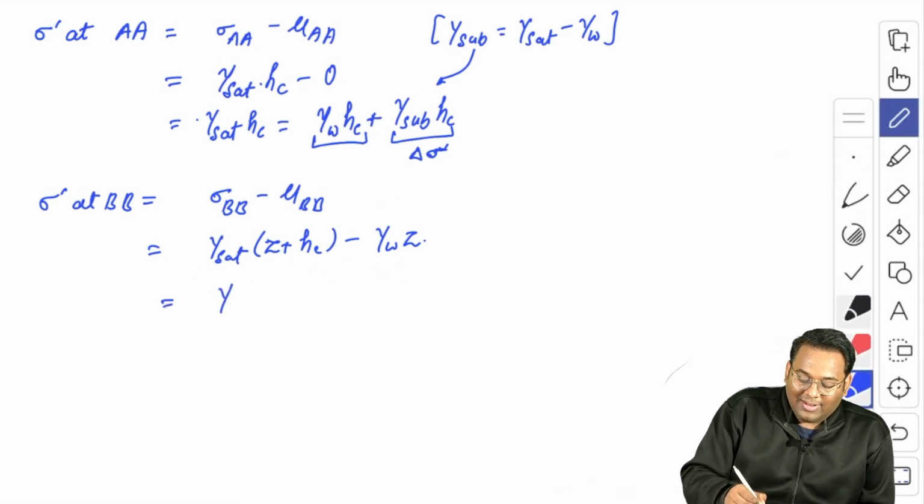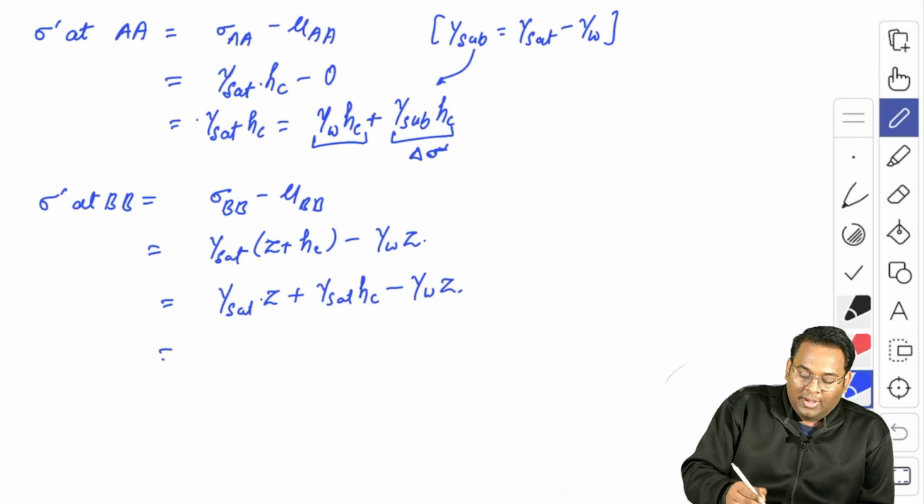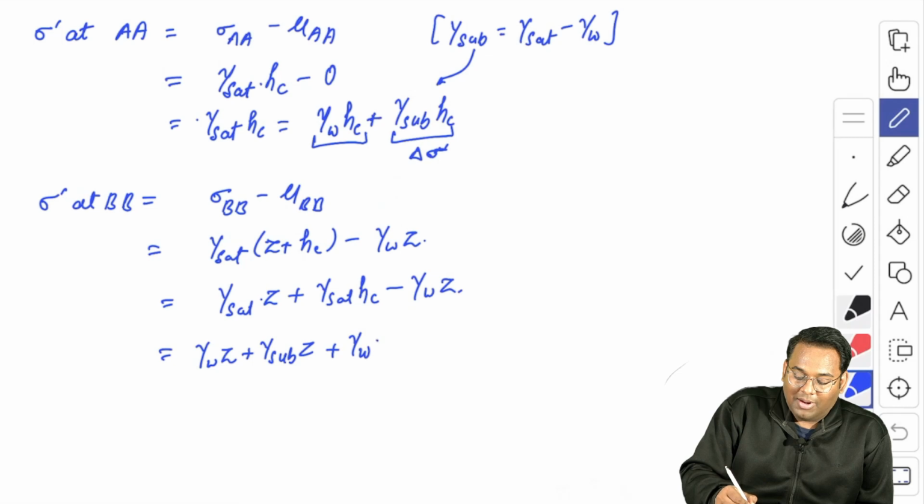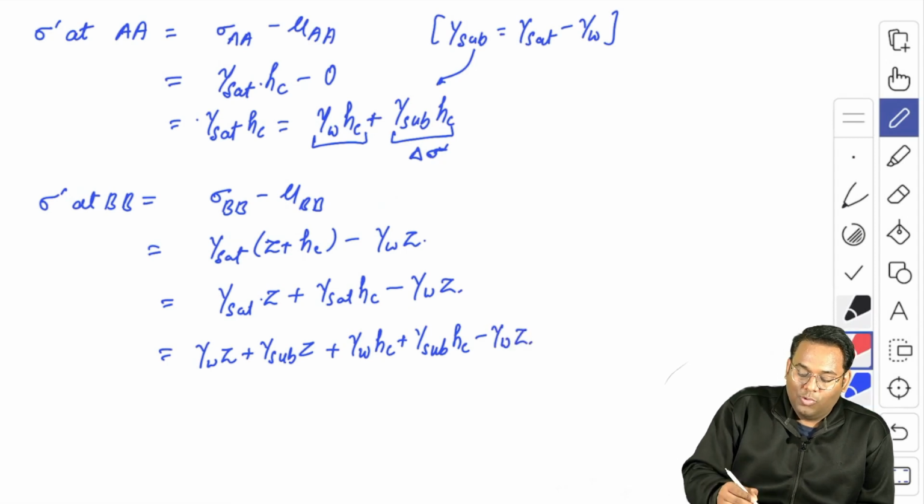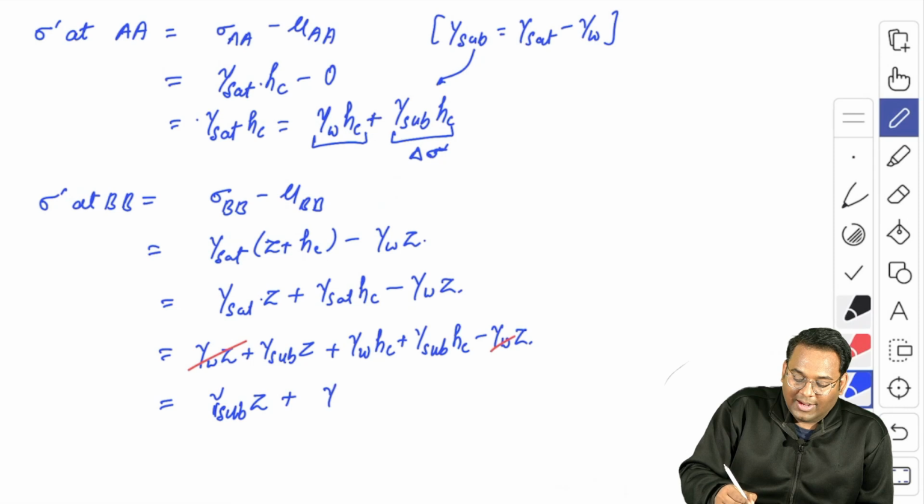What I can write down is gamma saturated into Z plus gamma saturated into HC minus gamma W into Z. So you already know that gamma saturated is nothing but gamma W into Z plus gamma submerged into Z. That is for the first term. The second term can also be written as gamma W into HC plus gamma submerged into HC minus gamma W into Z. So from here you can simply cancel out these two terms and that will be equal to gamma submerged into Z plus gamma W into HC plus gamma submerged into HC.